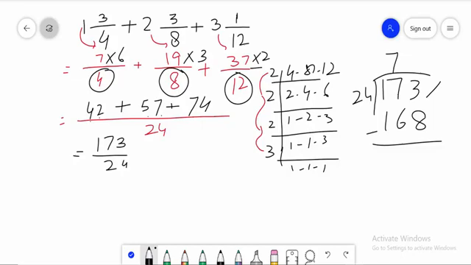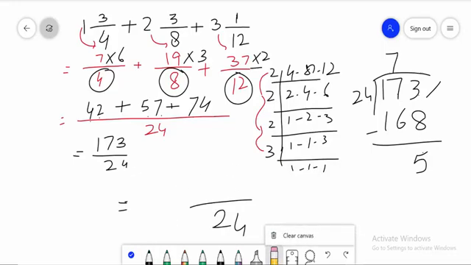So 7 carries 13, 13 minus 8, the answer is 5. So this is the simplification. Now I'm going to write the answer: 5 whole 7 over 25. The answer is 7 whole 5 over 26.